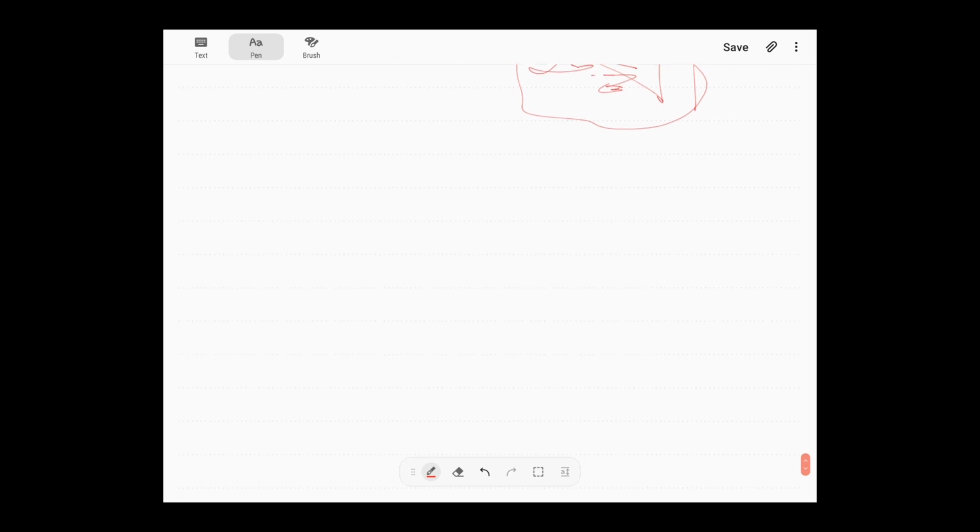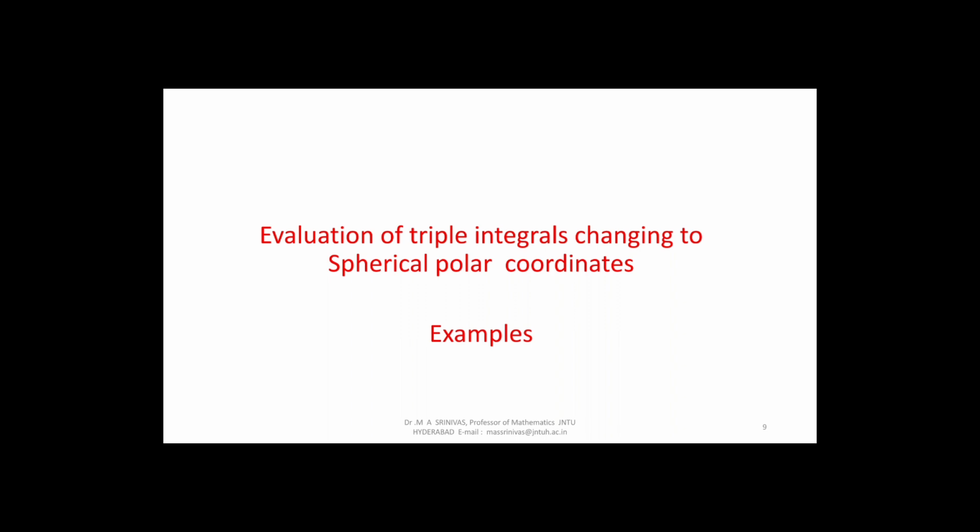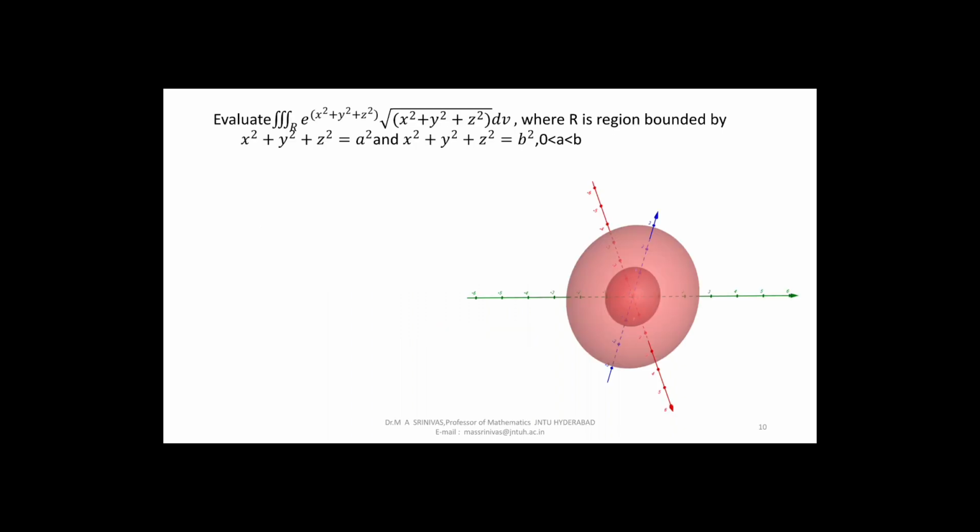Okay, let us see the problems one by one. Example 1. Evaluate the triple integral over R of e to the power of x square plus y square plus z square into root, over this dV, as I explained in lecture 4. This dV is another way of representing dx dy dz.